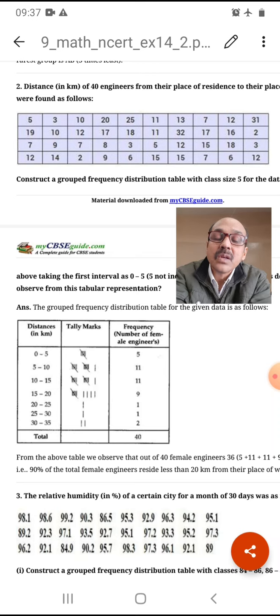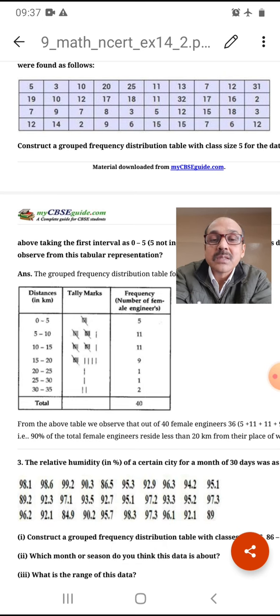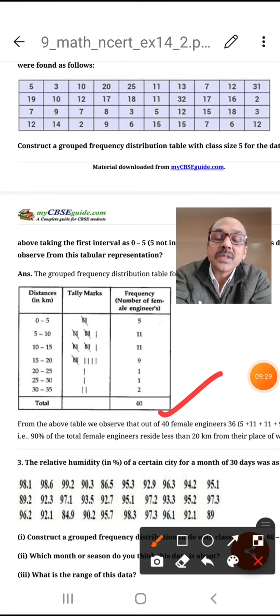So like this way you have to count within the interval how many numbers are present, and the total is given in the question: 40 engineers' distance from their workplace is given, and for the total frequency you check whether 40 is coming or not. So here 40 is coming, that means it is correct, it is okay.